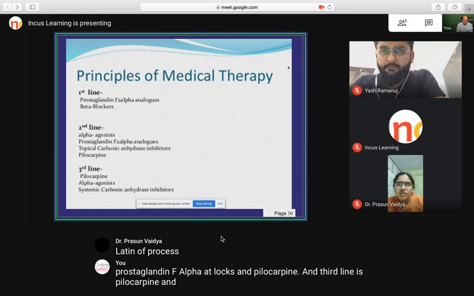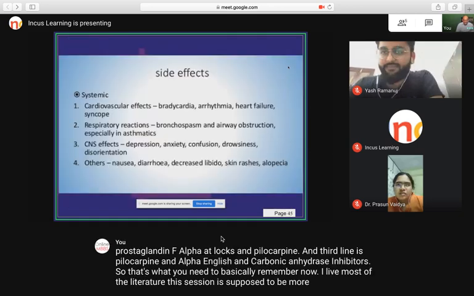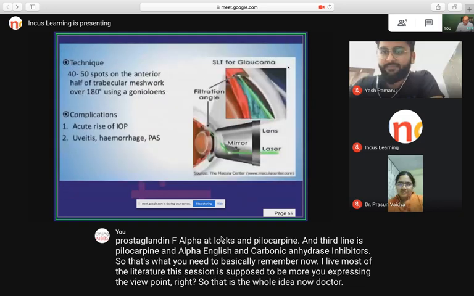Now, I leave most of the literature. This session is supposed to be more about you expressing your viewpoint, right? So that is the whole idea. Now, doctor, let's go to the next question. It was a very long discussion. Clinically, what is the earliest visual field defect in primary open angle glaucoma? Padma is not there, but yes.